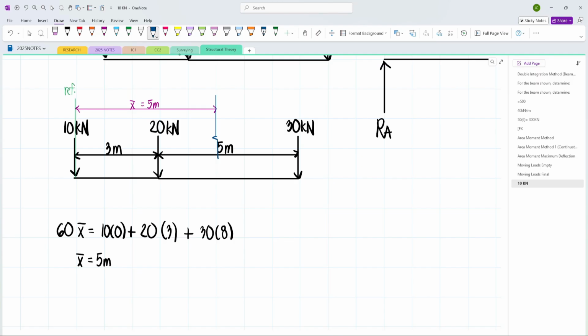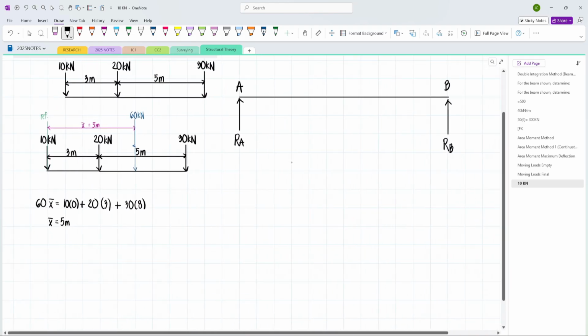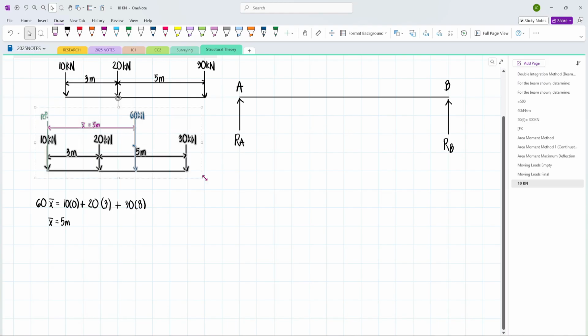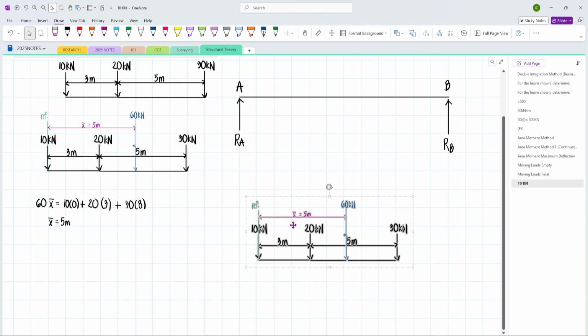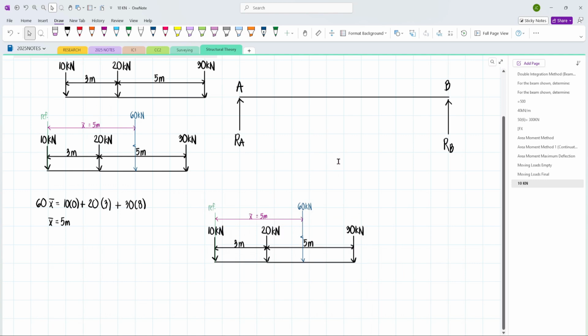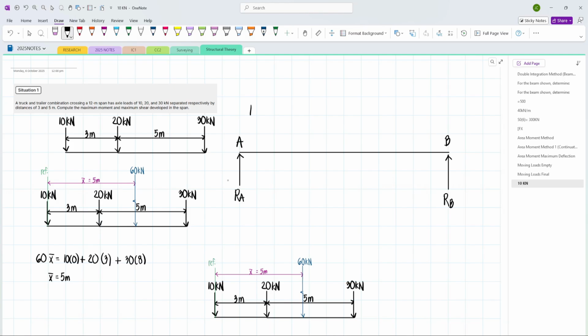Then, again, our resultant load is 60 kilonewtons. Ayan. So, yung first natin gagawin is we will solve the maximum moment under the 10 kilonewton load. The next, under the 20 kN load. Then, finally, the 30 kN load. So, meron pala tayong tatlong possible maximum moments. But we will choose the largest one. So, copy lang natin yan. Then, for the first one, maximum moment under the 10 kN load. Or, ito na lang, Mmax at 10 kilonewton load. Ayan.